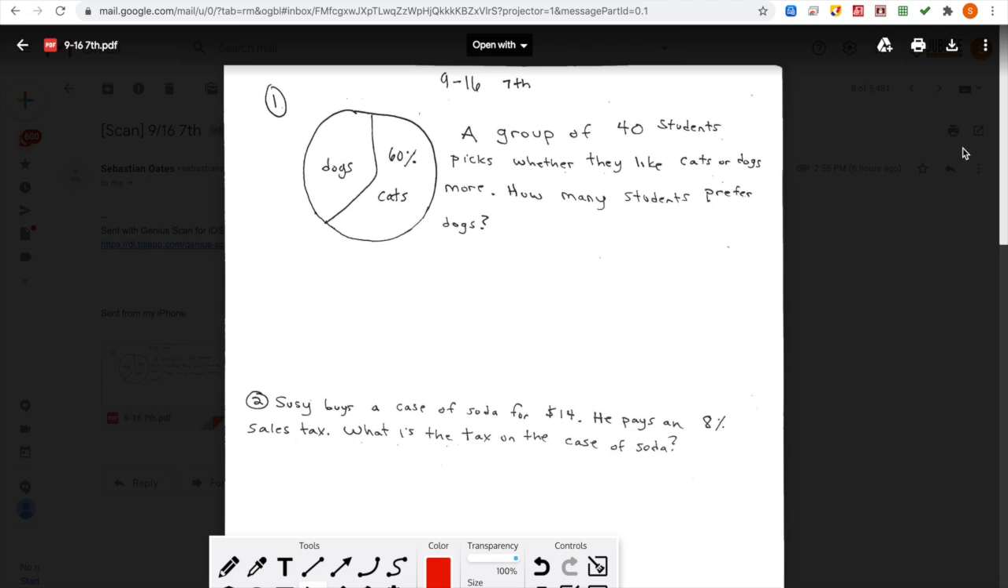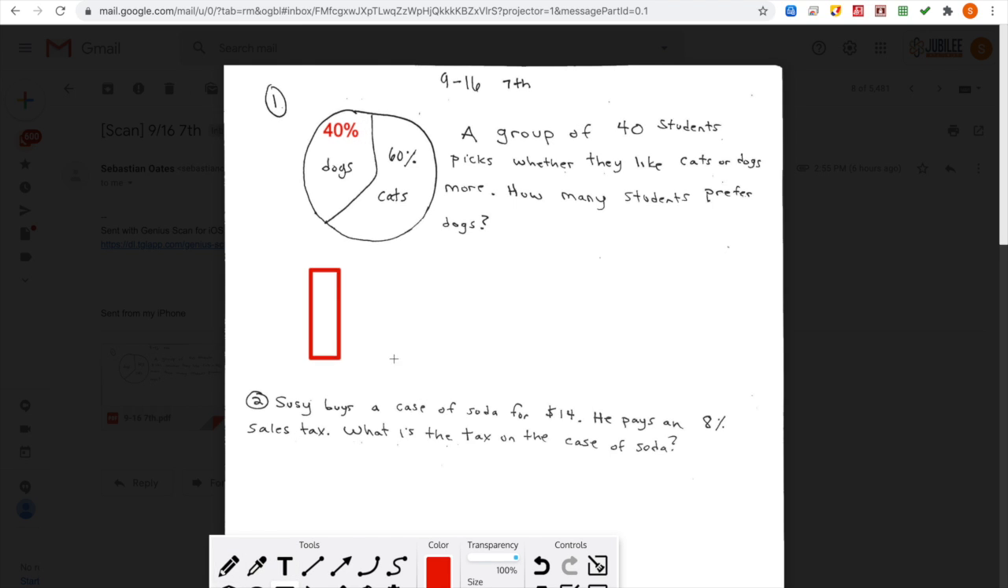So on number 1, it says a group of 40 students picks whether they like cats or dogs more. How many students prefer dogs? So we know that one whole will add up to 100%. So 60% of the kids like cats, which means the other 40% would prefer dogs. Now the question isn't asking what percentage of students prefer dogs. What it is asking is how many students prefer dogs. So what we have to do is find what is 40% of 40.